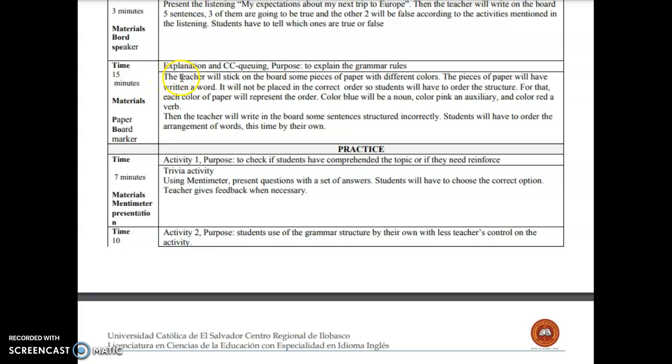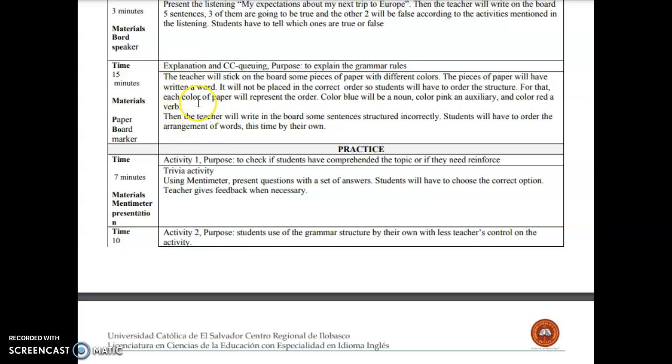And here the teacher will stick on the board some pieces of paper with different colors. The pieces of paper will have a word written on them. It will not be placed in the correct order, so students will have to order the structure. For that, each color of paper will represent the order. Color blue will be a noun, color pink an auxiliary, and color red a verb. So what they are going to do is to learn the structure of the future tenses.